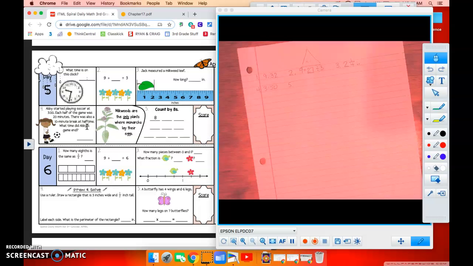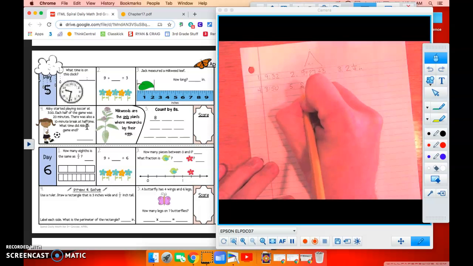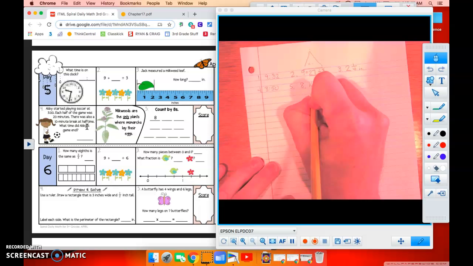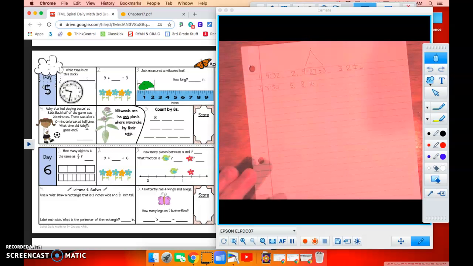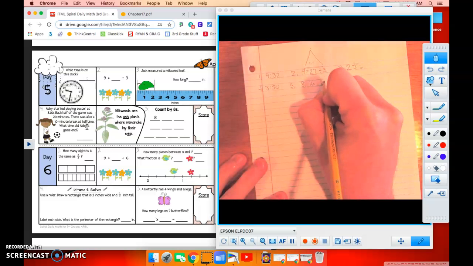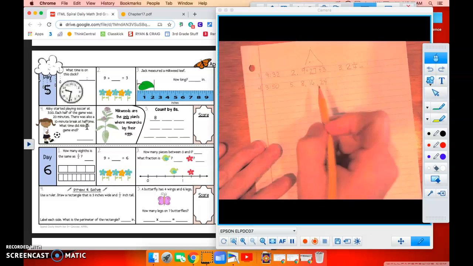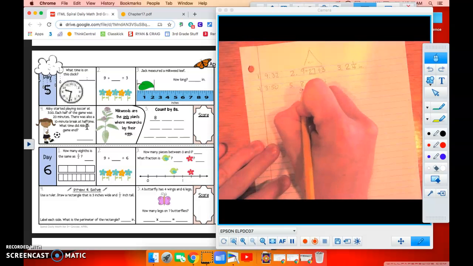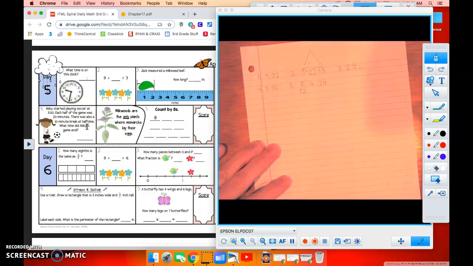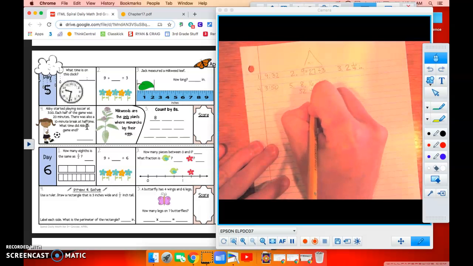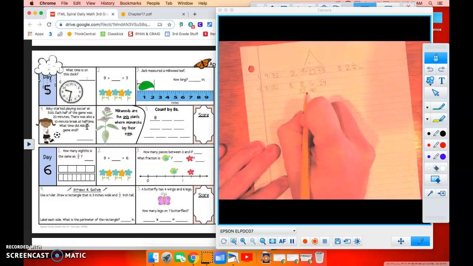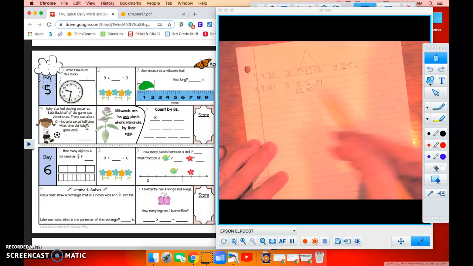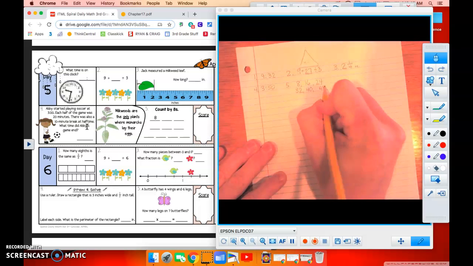Okay, number 5 says count by 8s. So we have 8, 16. What's next? 8 times 3, 24. Okay, and then it's going to skip down the line here, right? After 24 plus 8 is 32. Plus 8 more is 40, right? That's like 5 times 8 is 40, okay? 40 and 8 is 48. That's also 6 times 8.